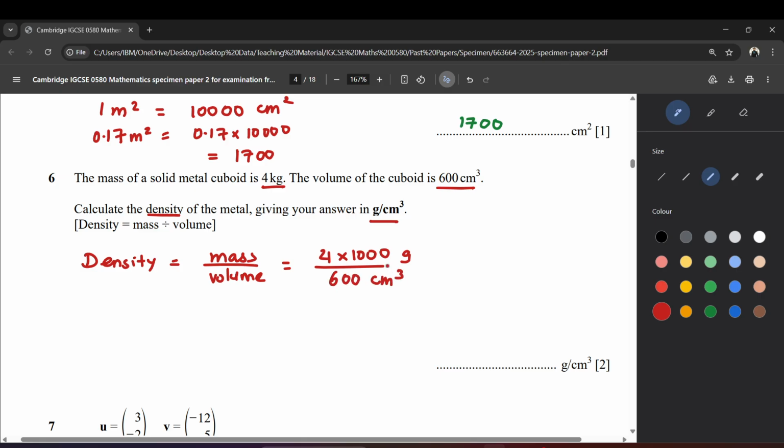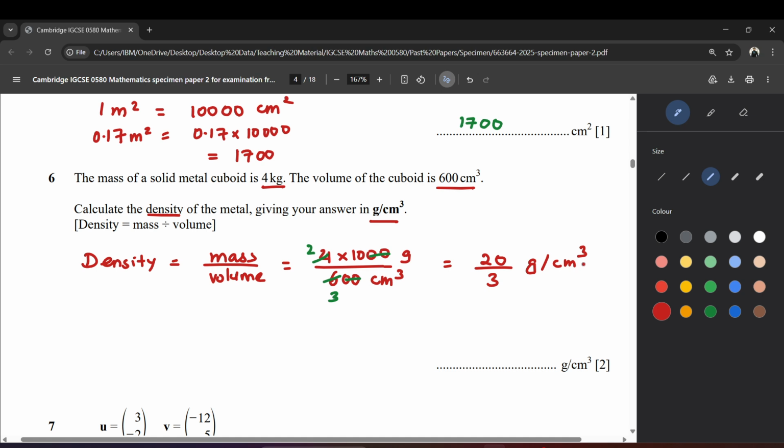So over here you can cancel the zeros. Two zeros will be cancelled. This 4 will be simplified with this 6. So this becomes 2, this becomes 3. So now you'll be left with 2 times 10, which is 20 upon 3 grams per cubic centimeter.